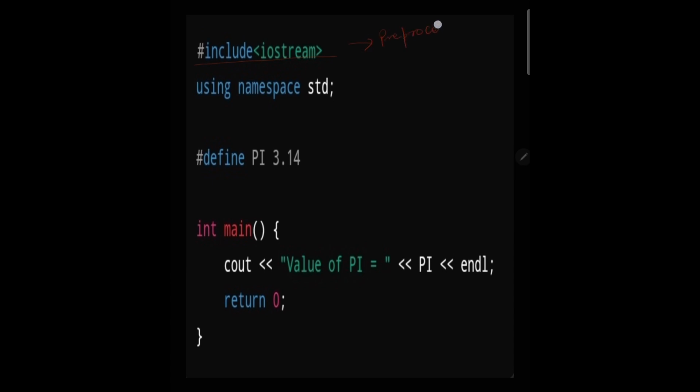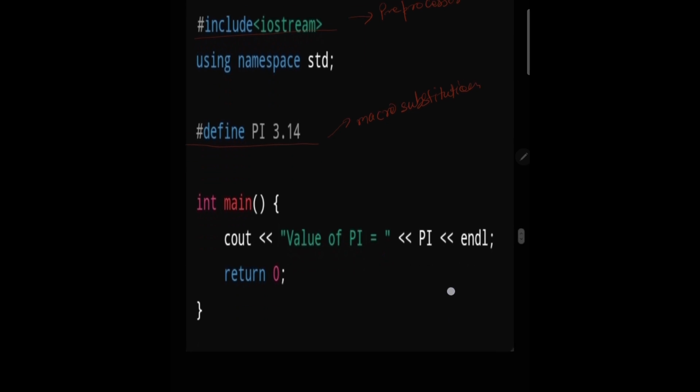Preprocessor will look for hash directives. It will do the file inclusion for IO stream and it will do the macro substitution for pi. Pi will be replaced with 3.14 in the entire code.